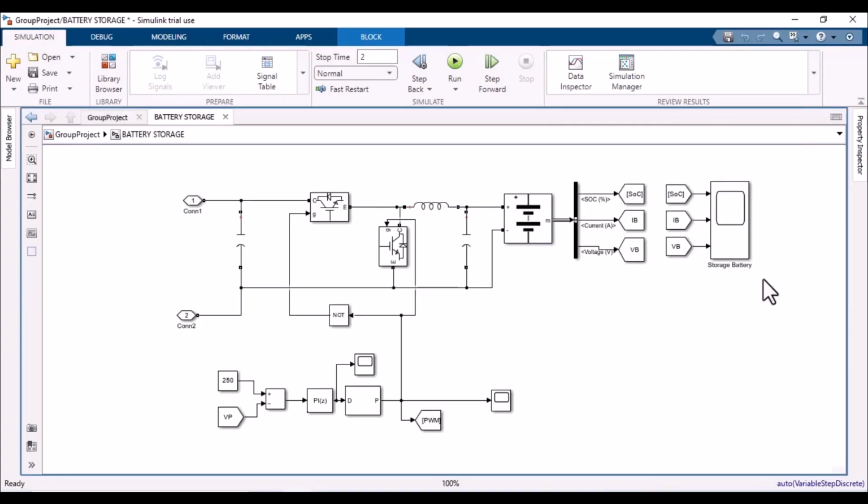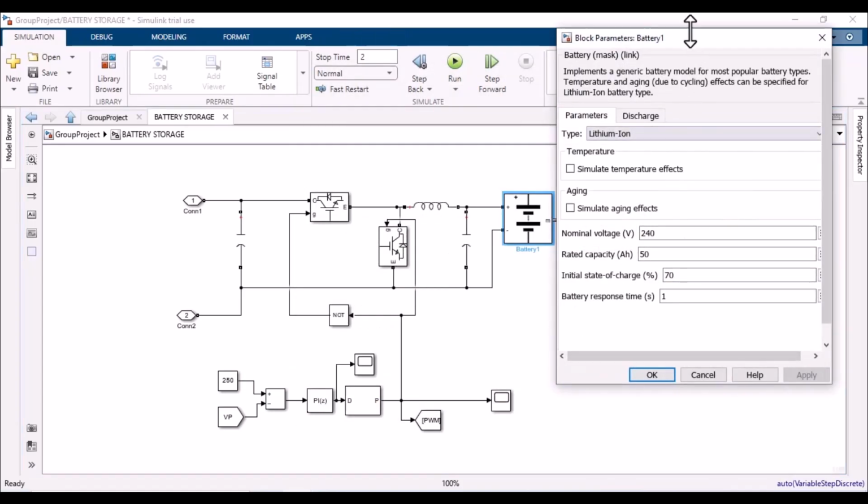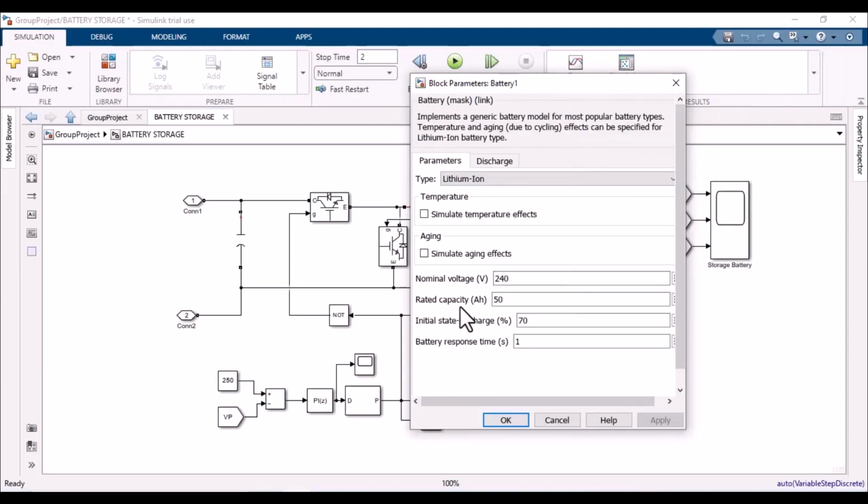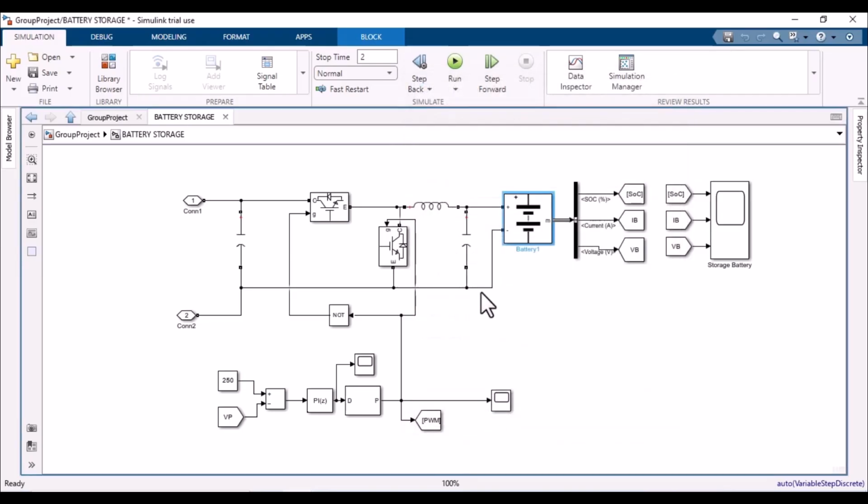So the VP is the output of the battery, at the input of the battery. At these two terminals, the battery is connected. So this is the bidirectional DC to DC converter, and the battery used here is a lithium ion. Voltage is 240, its ampere hour is 50, and initial state of charge is 70%. So it will either charge or discharge. From here it will either start charging or discharging.